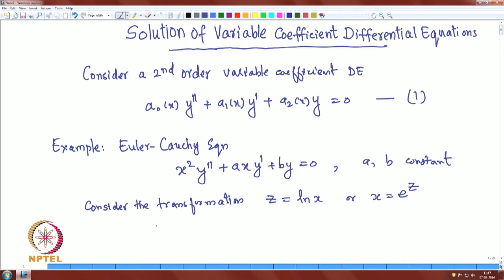So if you do this transformation, what is dy by dx? By the chain rule, dy by dx is dy by dz into dz by dx. Since z is ln x, dz by dx is 1 by x, so dy by dx is 1 by x dy by dz. Therefore, differentiating a function with respect to x is equivalent to multiplying by 1 by x and taking the derivative of the function with respect to z. That becomes the rule.